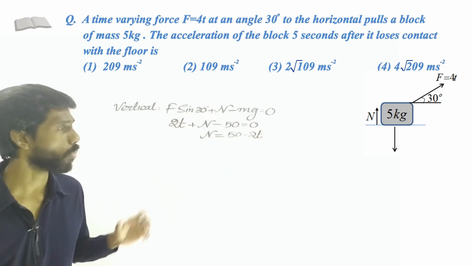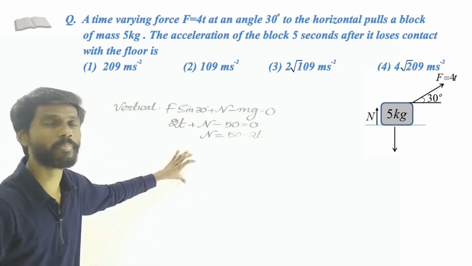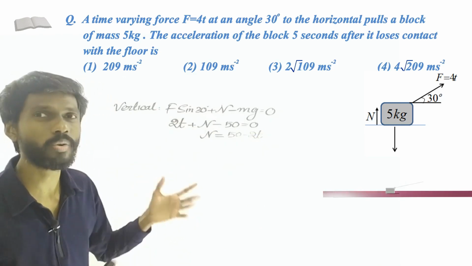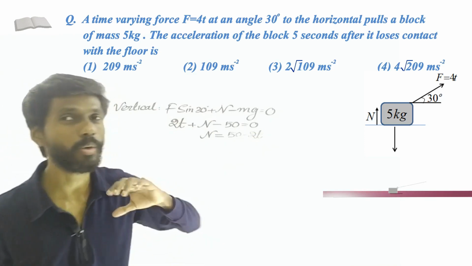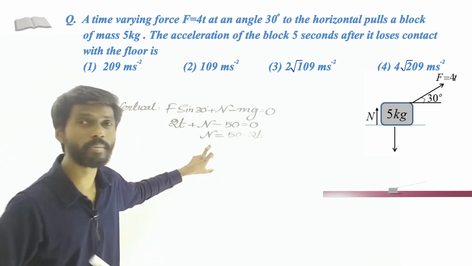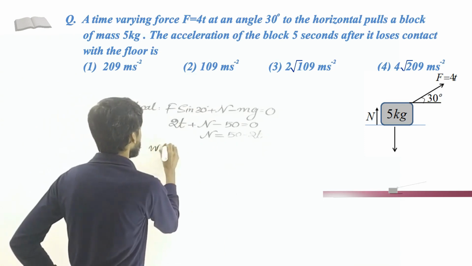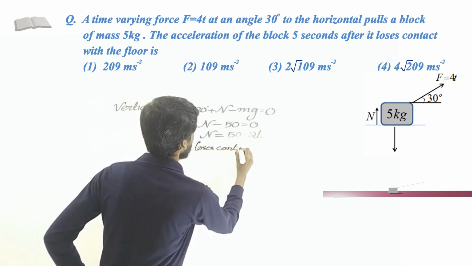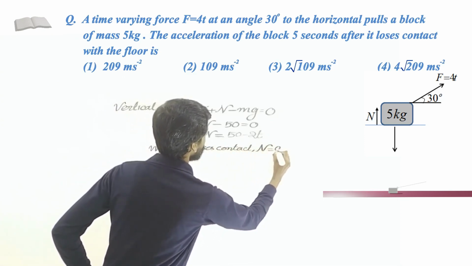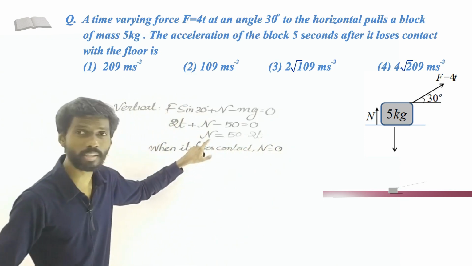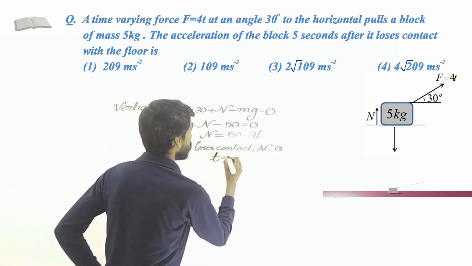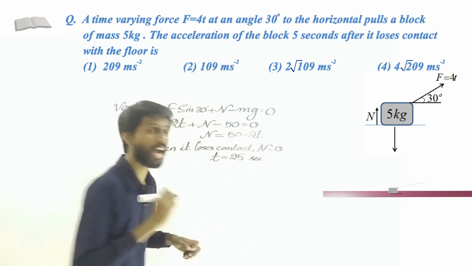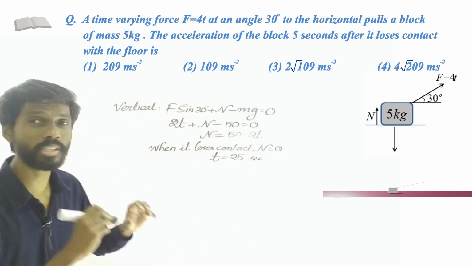Now at that particular point of time when the object loses contact with the ground, there is no normal reaction. The normal reaction is due to the ground. So when it loses contact, the normal reaction becomes 0. So N is 0, that means 50 minus 2t is 0. So t is 25, so 25 seconds. That is the time after which the object loses contact with the ground.